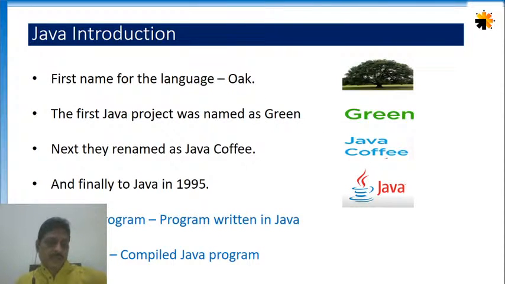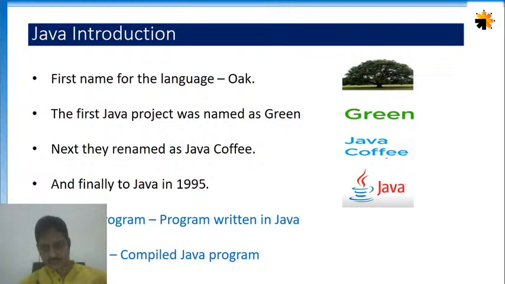And the Java language was first named Oak because at the time of naming this particular application, there was an oak tree in front of James Gosling's office. For that reason, they called it Oak. And at that time, people identified that there was some other technology named Oak. Then they decided to change the language name to Green. The very first Java project was named Green, so the language was also named Green.